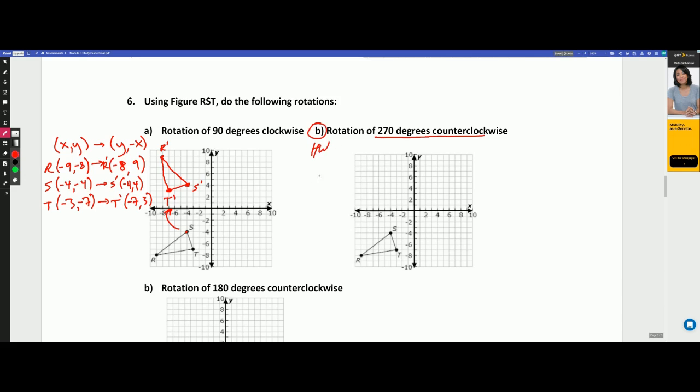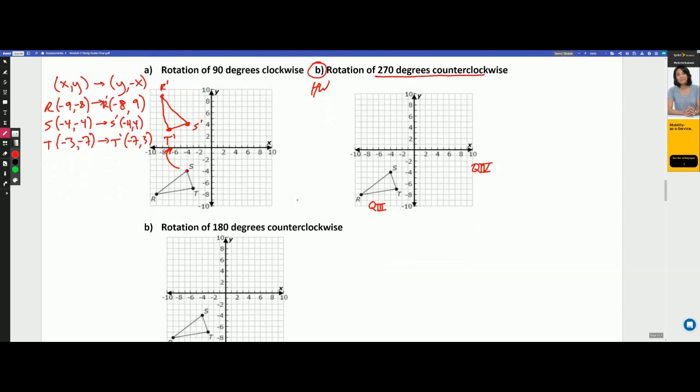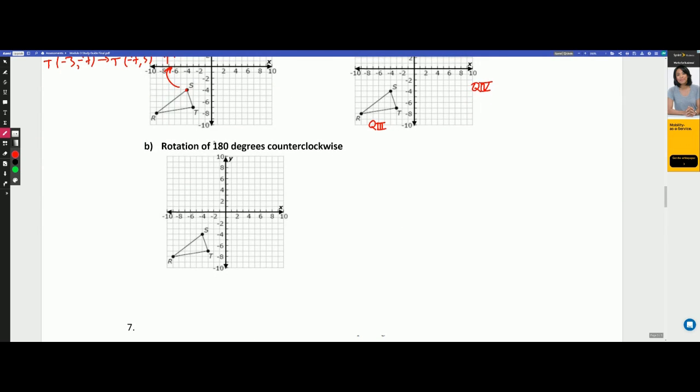Again, look up the rule. You are starting off in quadrant 3, and by the time you rotate 270 degrees counterclockwise, you should be over here in quadrant 4. All right, so that's something to be aware of. I've already shown you 270 degree rotations so far, so I'm going to go ahead and make this other part B homework. So again, what's the rule? And then just apply it point by point.